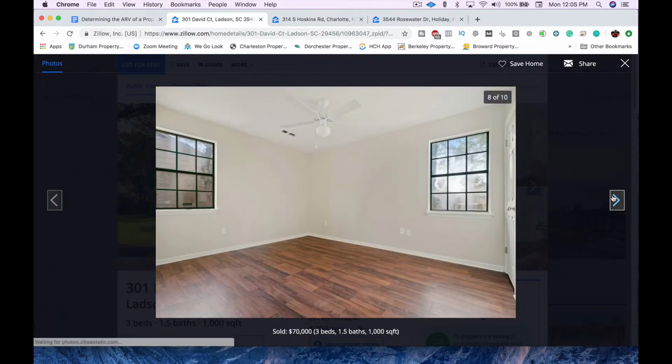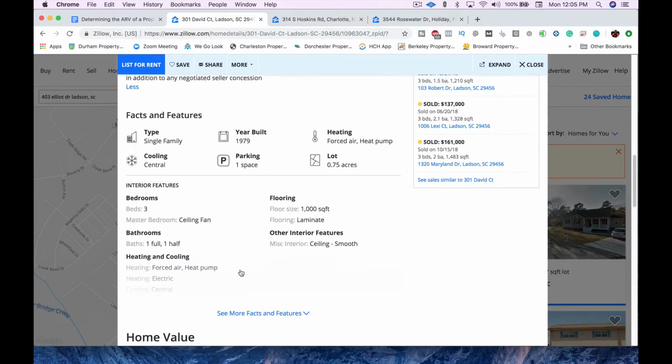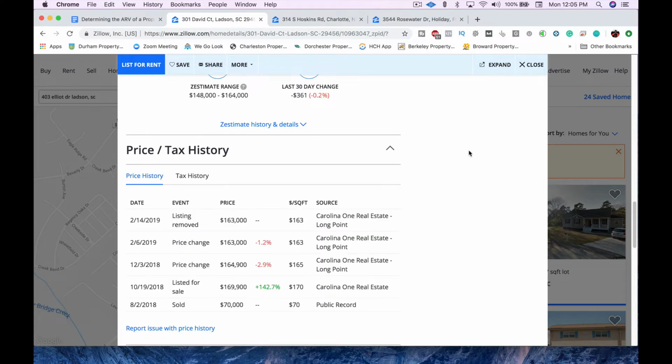Okay, this is actually renovated here. I can tell that's an investor renovation. Let's go to price and tax history. Okay, so what this tells me is that they were trying to be very aggressive with the price. So it sold to a rehabber for $70K in August of 2018.